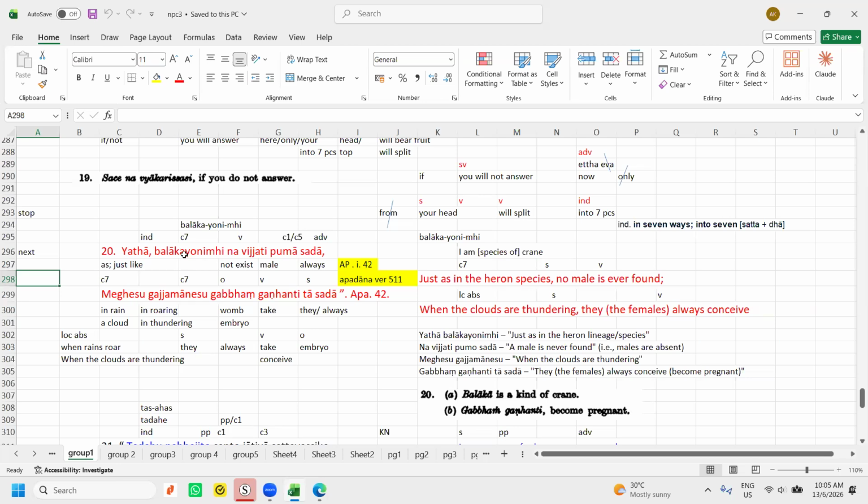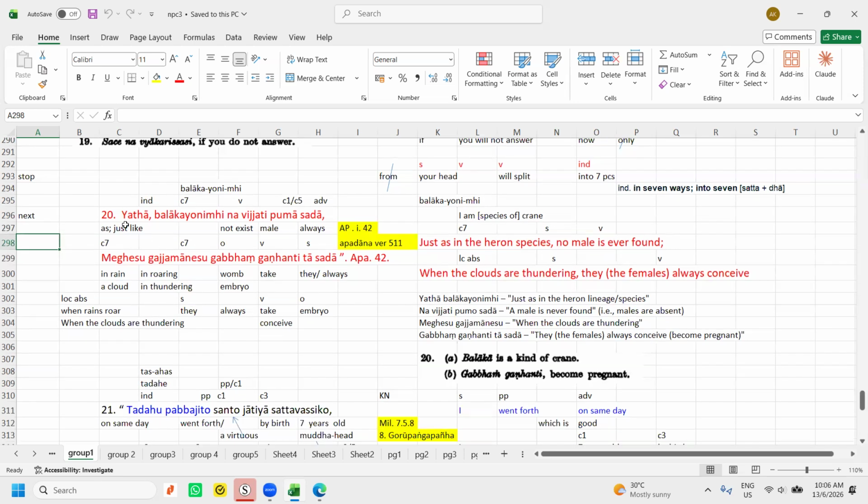Twenty means yata balaka. Can you see the word yata balaka? So this is yoni plus imhi. That means this is locative already. Na vichati puma. Then every time you see a long a, there is possible plural or ablative. So this one is not. Sometimes it's an adverb. So it's an adverb. What you do here, this is in decline. Normally in decline, we put something like that. In decline, yata can be as, just like, or like.